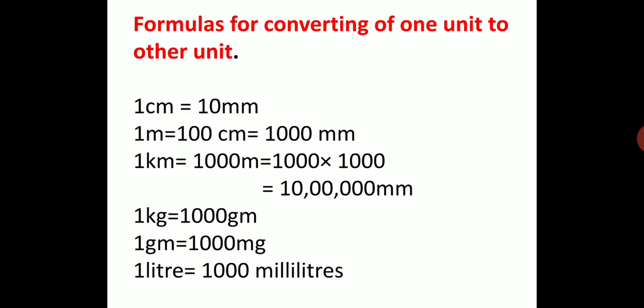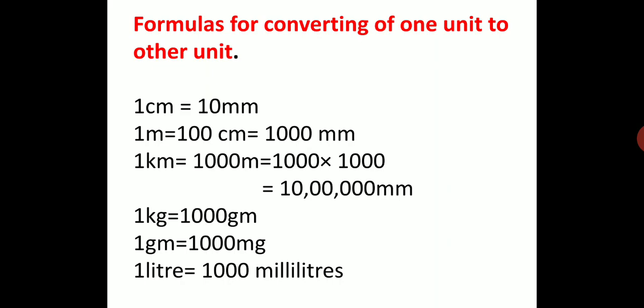The first formula given to us in the first slide is 1 centimeter is equal to 10 millimeter. Now you can see the second formula is 1 meter is equal to 100 centimeter, and 100 centimeter is equal to 1000 millimeter. And the next formula given is 1 kilometer is equal to 1000 meter, and when we convert to millimeter we have to multiply. So actually 1 meter is equal to 1000 millimeter, so we have to multiply 1000 into 1000. The answer comes 10 lakh millimeter.